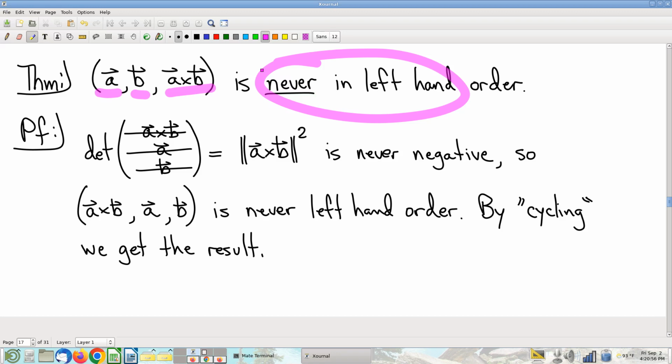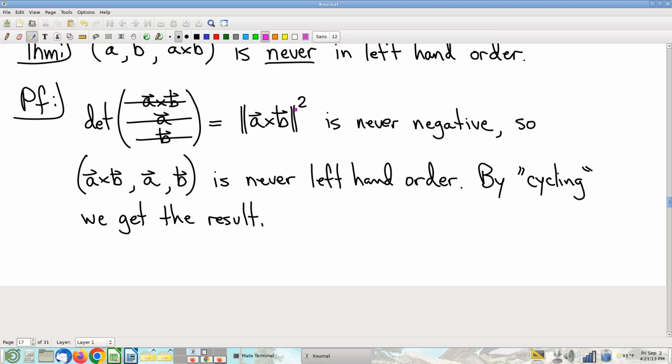Right? So there is a possibility, of course, that one of these vectors might be 0, or a couple of them might be 0, in which case it would be neither right nor left-handed. But this list is never left-handed. Generically, it's right-handed. Also important to know. So, right-hand rule.